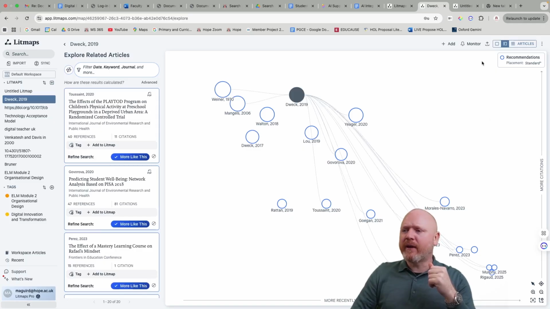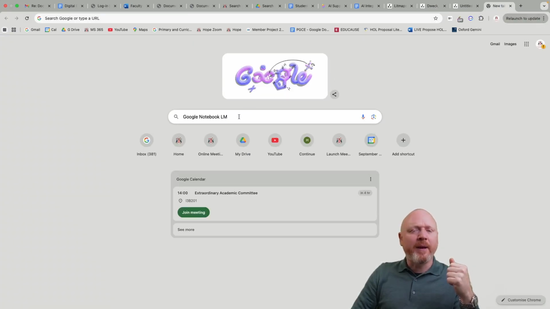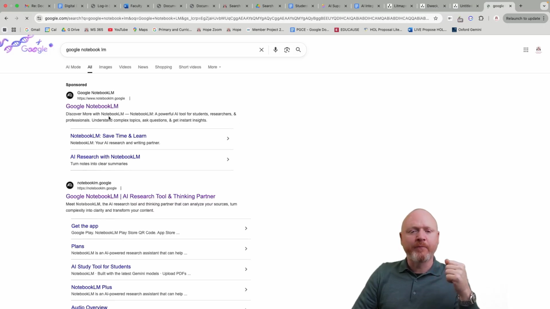The next area that we're going to look at is when you have got those papers and you can download them and create PDFs from those papers. The next AI tool that I would recommend you have a look at is called Google Notebook LM. So this is as simple as doing a Google search. This is a relatively new product from Google, so it is not yet available on the menus over here from Google, so you do have to do a Google search to access Google Notebook LM.